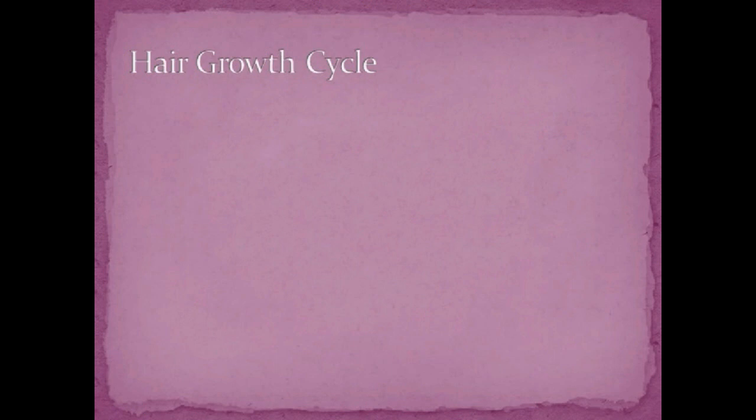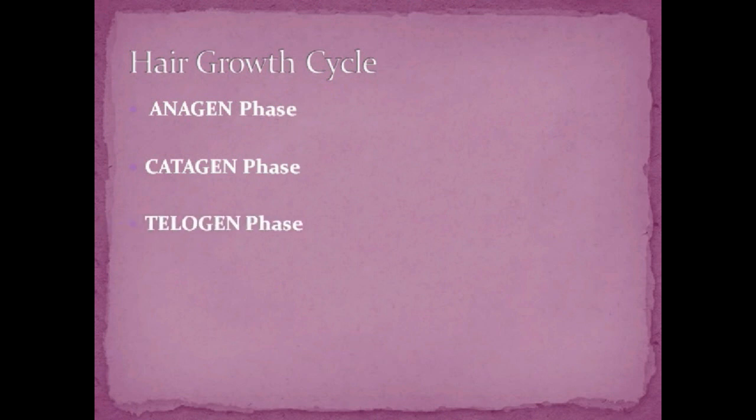that each hair follicle has to go through around 20 times in your life. These 3 phases are the Anagen phase, the Catagen phase, and the Telogen phase.